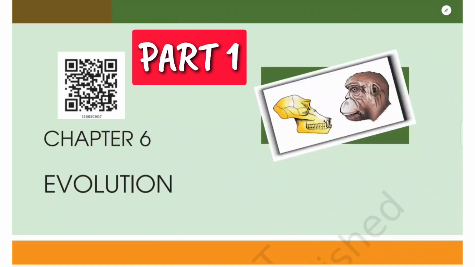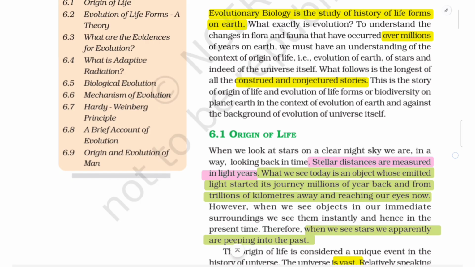Class 12th, Chapter 6 Evolution. Evolutionary biology is the study of history of life forms on Earth. What exactly is evolution? To understand the changes in flora and fauna that have occurred over millions of years on Earth, we must have an understanding of the context of origin of life, that is evolution of Earth, of stars, and indeed of the universe itself.